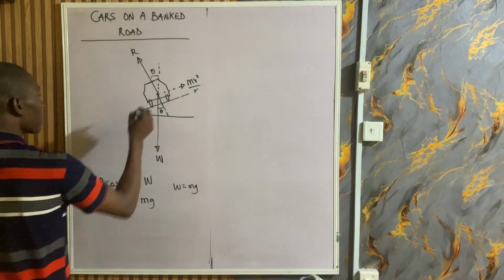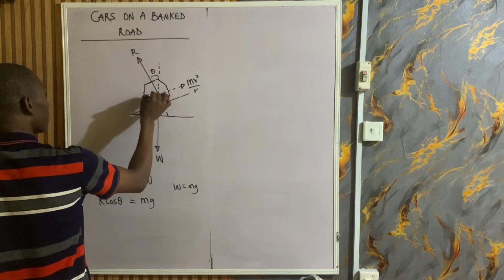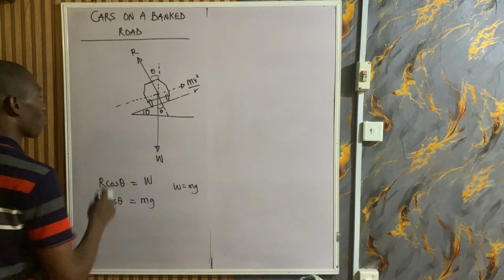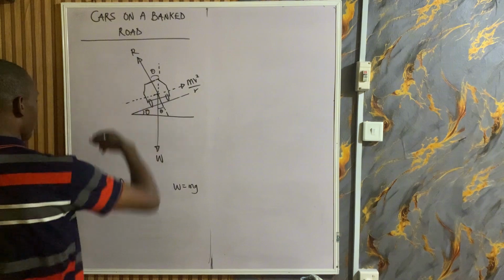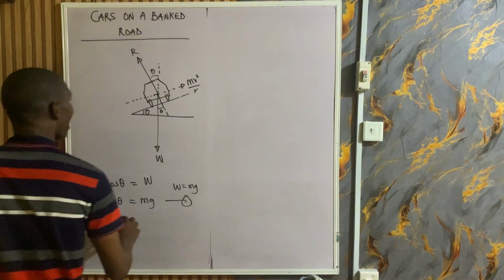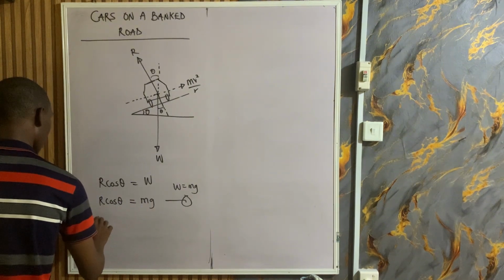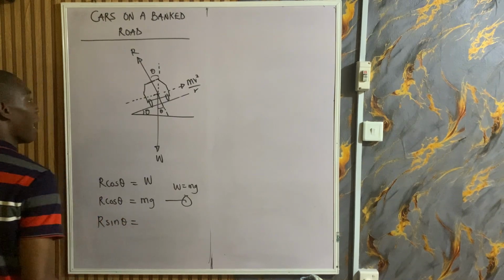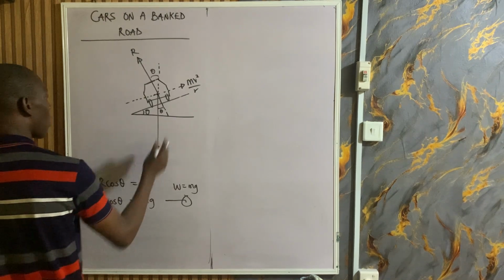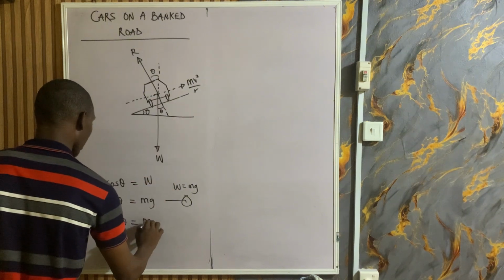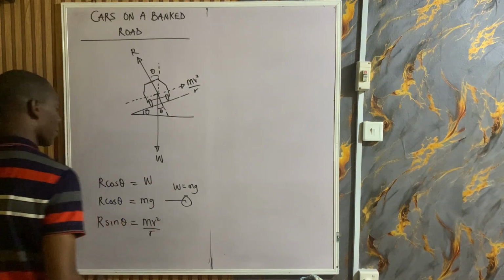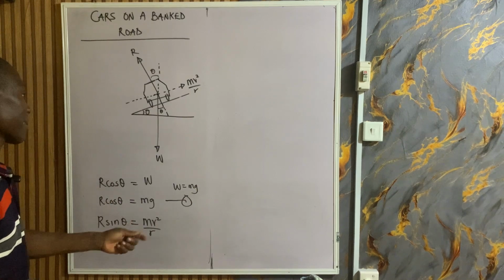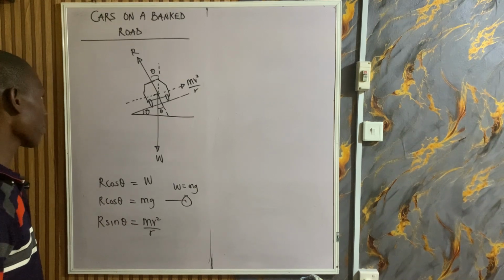Again, if we resolve horizontally now, or parallel to the plane, that's the right word to use, parallel to the plane. This is equation 1. We would have R sine theta, and that will be equal to mv squared over r. Actually, how did I even get this? I think I jumped steps here.